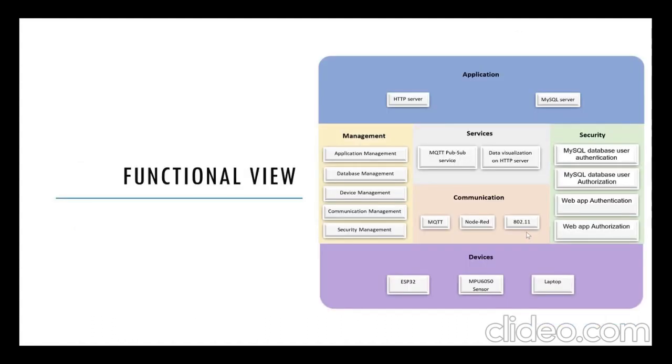Functional perspective. In the application layer, we have the HTTP server and MySQL server, and there are multiple managements in the management layer. MQTT offers a publish and subscribe service, and we have a data visualization service offered by the HTTP server. MQTT, Node-RED, and the 802.11 medium serve as communication in this project. For security control, there is authorization and authentication, which is done in the MySQL database and web application. For the devices, we have the ESP32, a sensor, and a laptop.